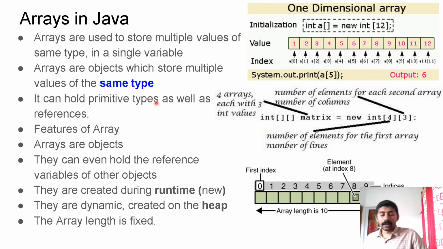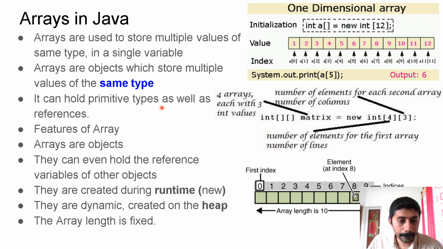Arrays in Java. Arrays are used to store multiple values of the same type in a single variable. Arrays are objects which store multiple values of the same type. Same type, that is the key point. It can hold primitive types as well as references and objects. So you can create an array of objects or an array of primitive types.